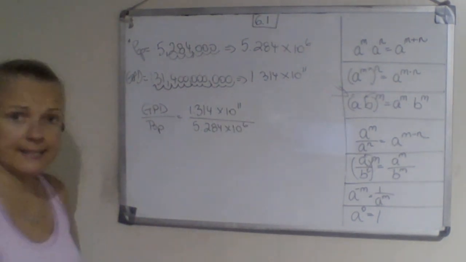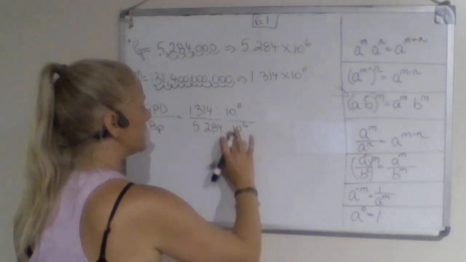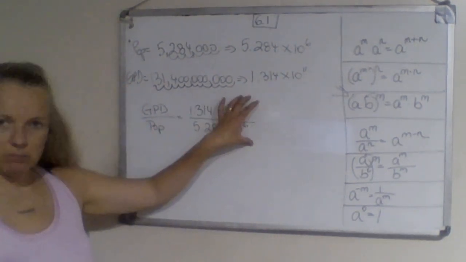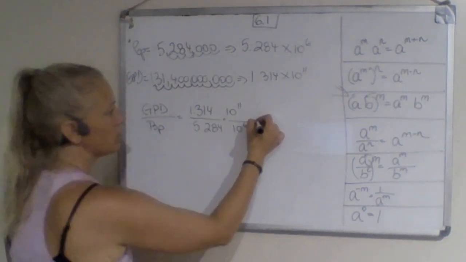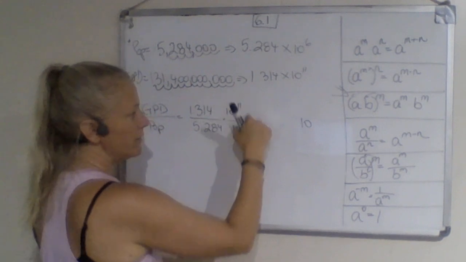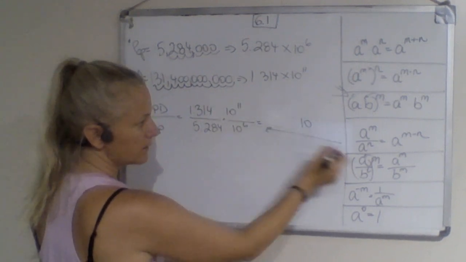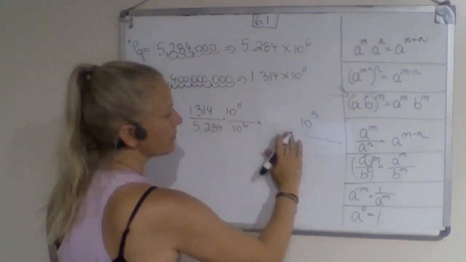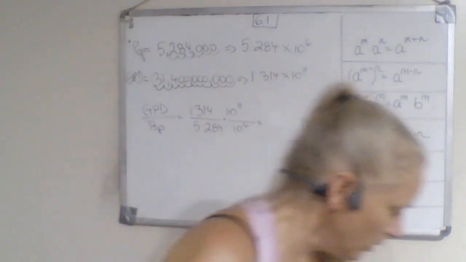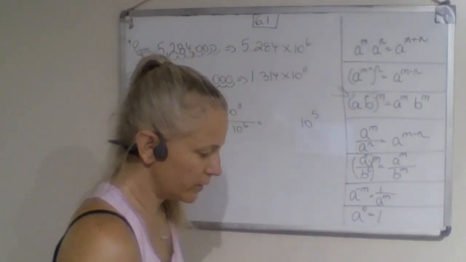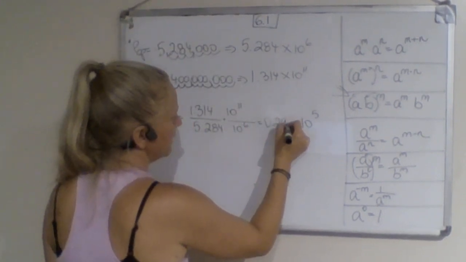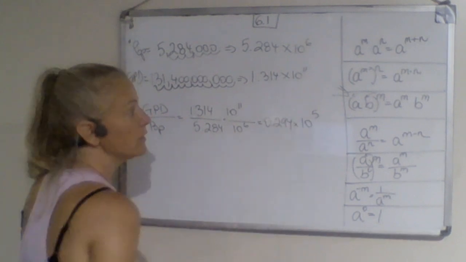Now remember, I can separate this because we said in scientific notation, we do numbers with numbers and bases with bases. So I don't know what that is, but this is 10 to the 11 minus 6. This is this, right? So this is to the 5th power. And now we're going to take the calculator and going to do 1.314 divided by 5.28. If you do this, this is going to be 0.294 times 10 to the 5th.